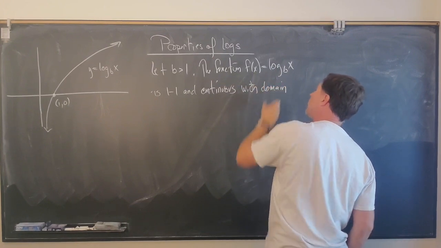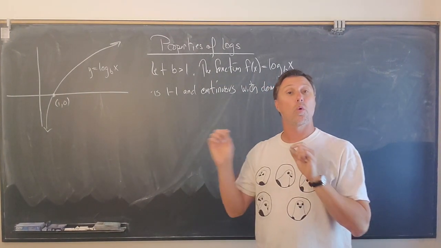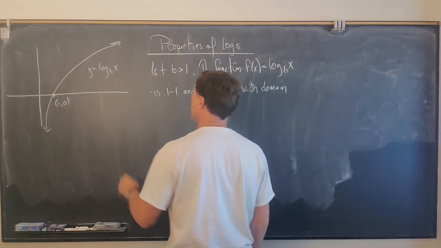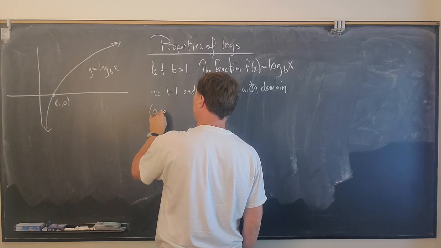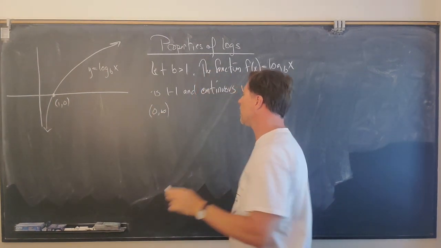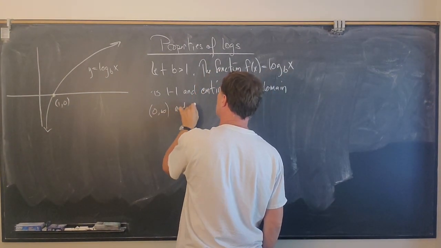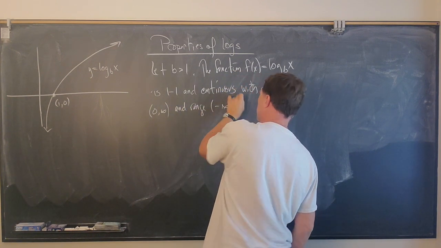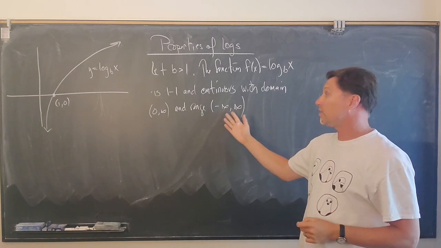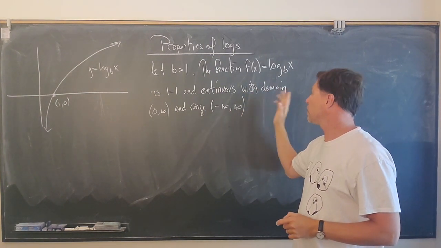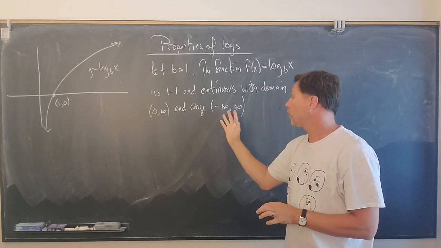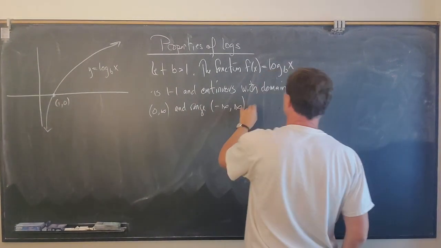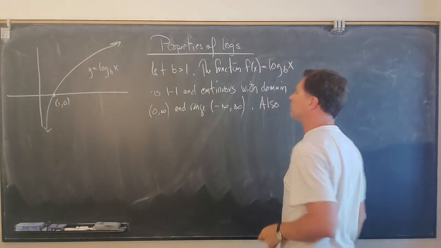Remember, when you're working with a function and its inverse, the roles of domain and range get reversed, and so it's continuous with domain 0 to infinity. That's the range of the exponential function, and the range of the log function is going to be the domain of the exponential function. So the log function has domain 0 to infinity and range all real numbers, minus infinity to positive infinity. Also, now there's some properties here.